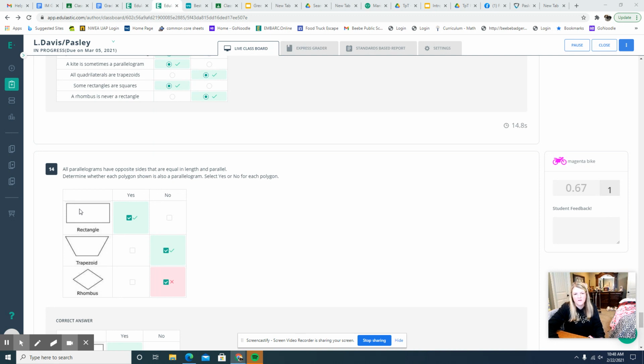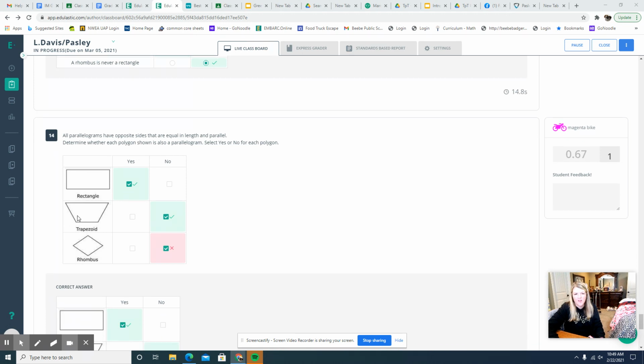A rectangle is a parallelogram. The opposite sides are equal in length and they are parallel. They'll run side by side and never intersect. But the trapezoid, it has one set of parallel sides, but it doesn't meet the part where it says that they're equal in length and parallel. So the trapezoid's not going to be considered a parallelogram.